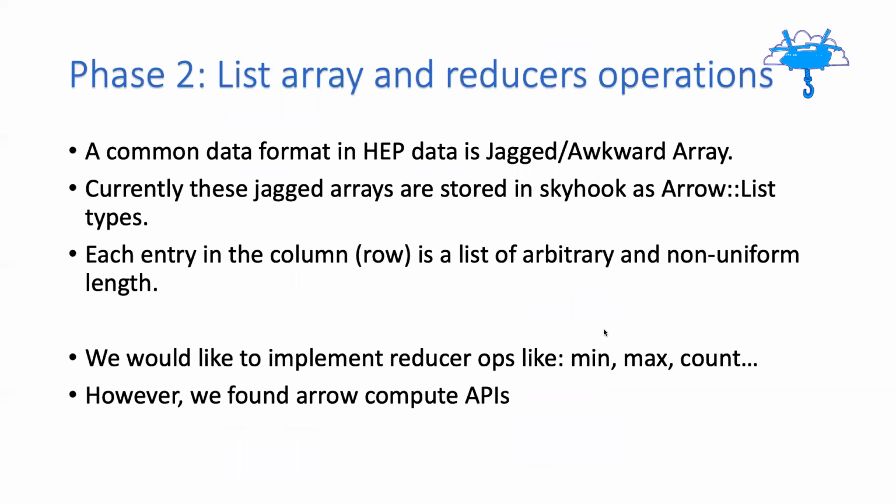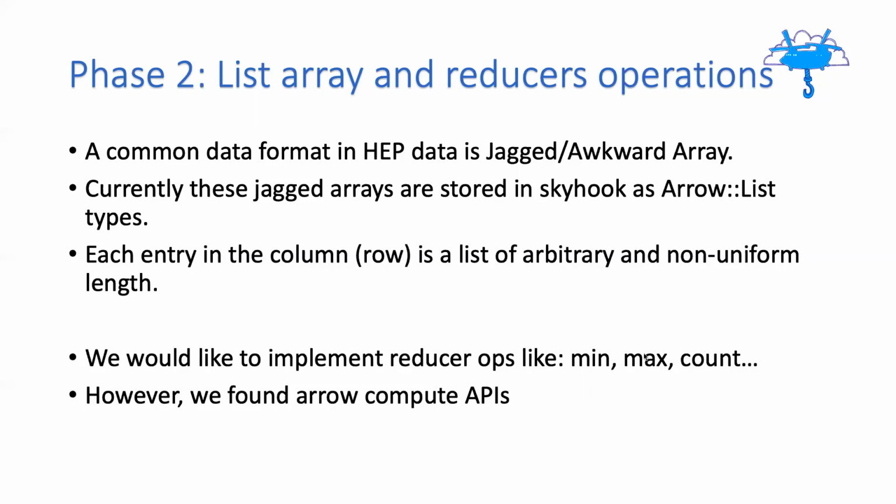The second phase is list array and reducer operations. In the array-heavy data, a common data format is jagged arrays, and they are stored in Skyhook as the Arrow list type. The list type means that each entry in the column is a list of arbitrary values, and the length is non-uniform. At first we would like to implement some reduce operations like min, max, and count.